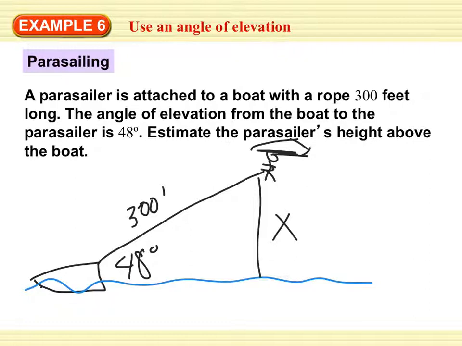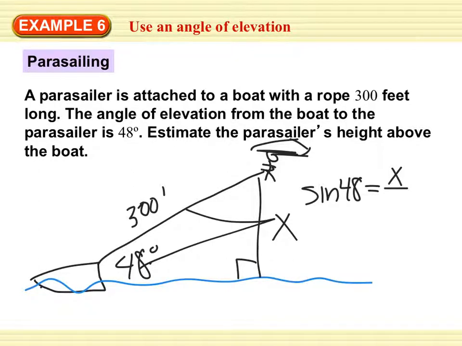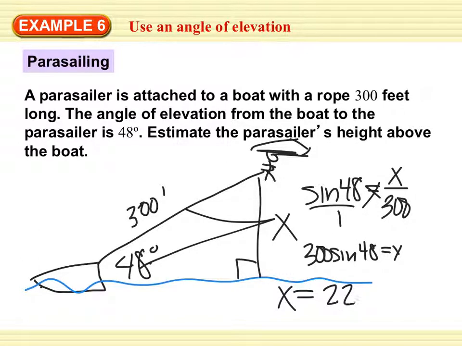Okay, so I need that measurement. I can do, this is a right angle, opposite over hypotenuse, that's sine. So sine of 48 is opposite over hypotenuse. Cross multiply, 300 times sine of 48 equals x. x equals 222.9 feet. 223 feet above the boat. Whew.